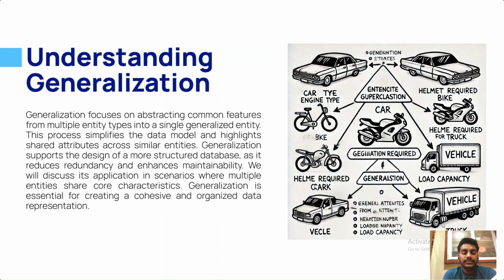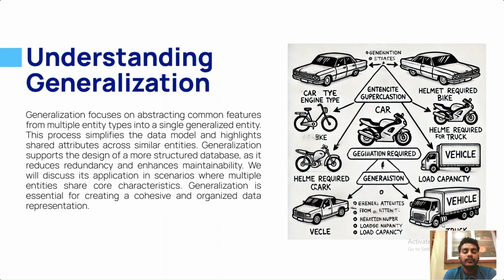Example of generalization. Consider the entity sets car, bike, and truck. Each of these entities has attributes like registration number, color, and owner. Since they share common attributes, we can generalize them into a single entity called vehicle. Here car, bike, and truck become subclasses, and vehicle is a superclass. Generalization helps in reducing redundancy by grouping common attributes into one superclass.